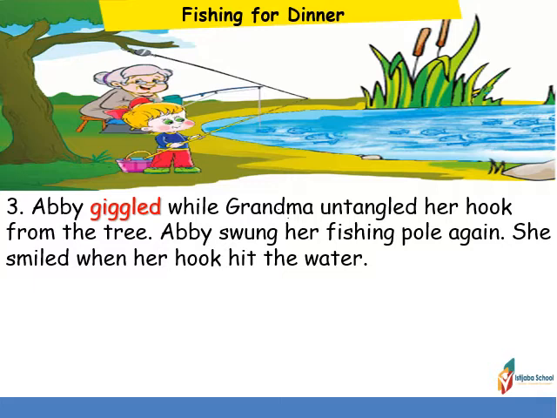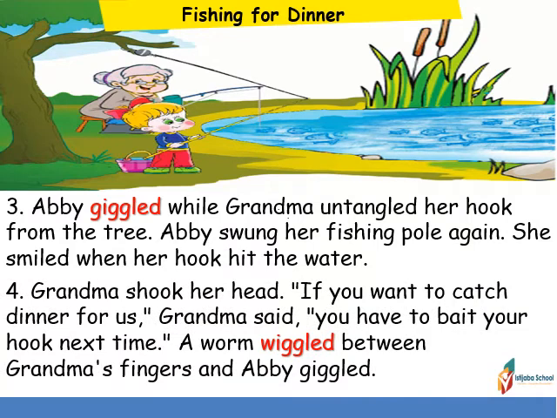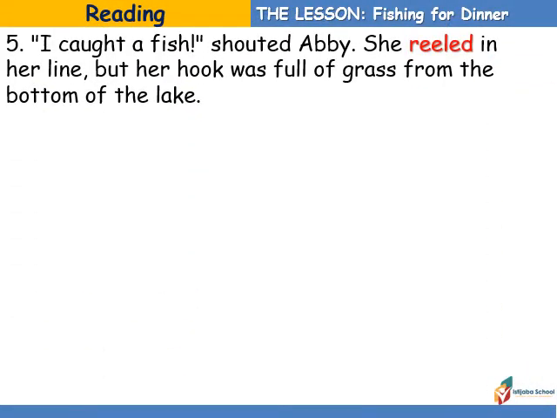Abby swung her fishing pole again. She smiled when her hook hit the water. Grandma shook her head. If you want to catch dinner for us, Grandma said, you have to bait your hook next time. A worm wiggled between Grandma's fingers and Abby giggled. I caught a fish, shouted Abby. She reeled in her line, but her hook was full of grass from the bottom of the lake.